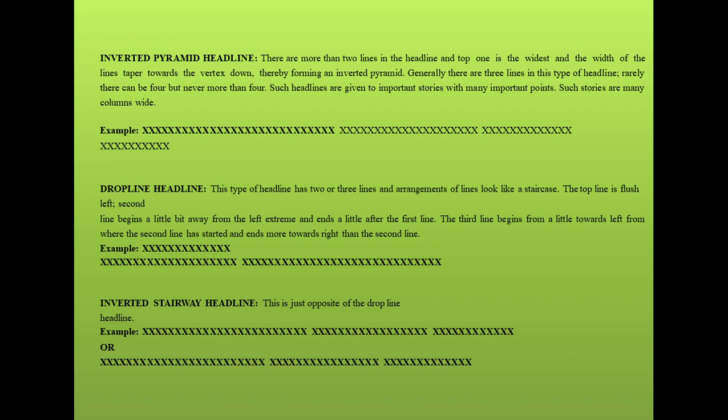Taking the example, it looks like a staircase and which is like dropping, as you see. The first line is smaller and gradually they end with a larger line. Next, inverted stairway headline. This is just opposite of the drop line headline. That means we have an inverted stairway where you see the first is longer line than the second one.